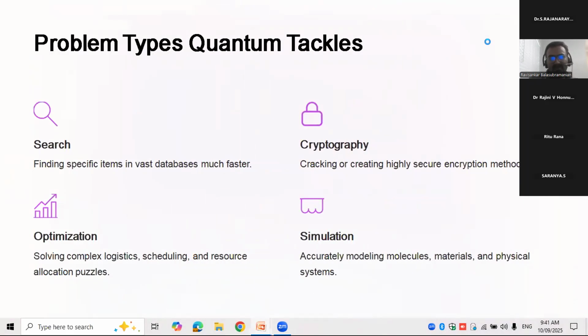Okay, so what kind of problems does quantum tackle? To search and find a specific item; cryptography, creating new highly secure encryption methods; optimization, to solve complex logistics, scheduling and resource allocation puzzles; and simulations, accurately modeling molecules, materials and physical systems. Quantum is actually tackling these areas.